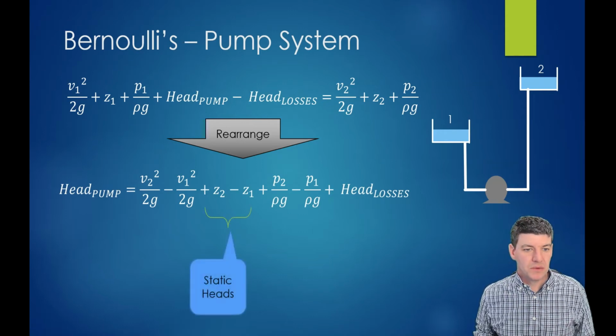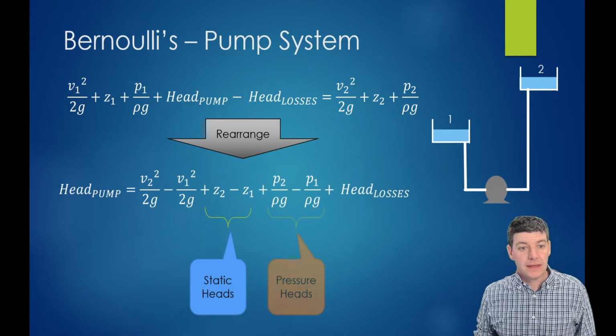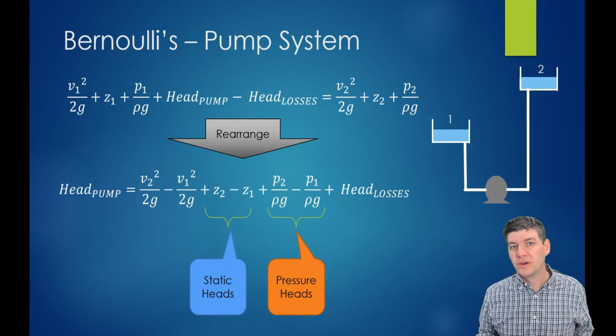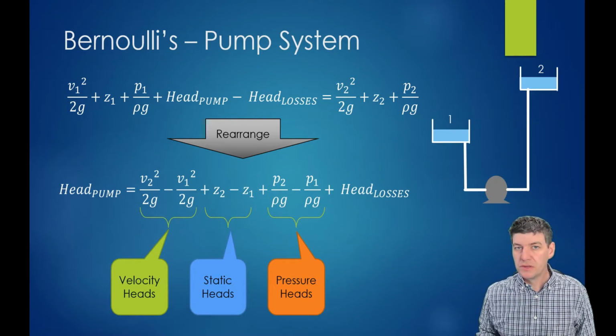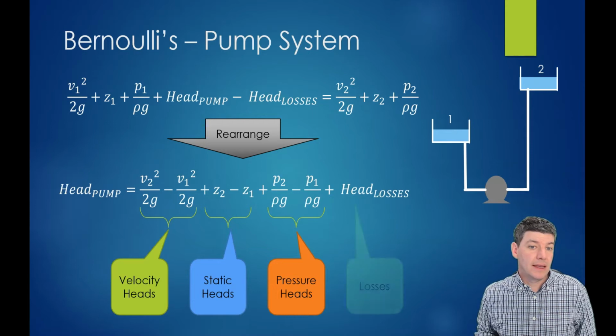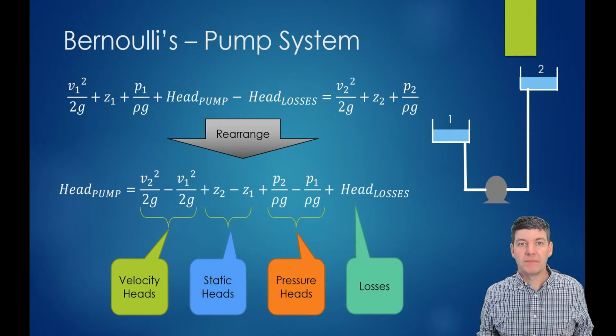In the last video, we talked about static heads. Those are my Z values. We also have a couple of other terms that we use. The pressure over density times gravity is what I consider to be my pressure heads. I have velocity heads, which are the velocity squared over 2g. And then I also have another term which I use to describe losses.